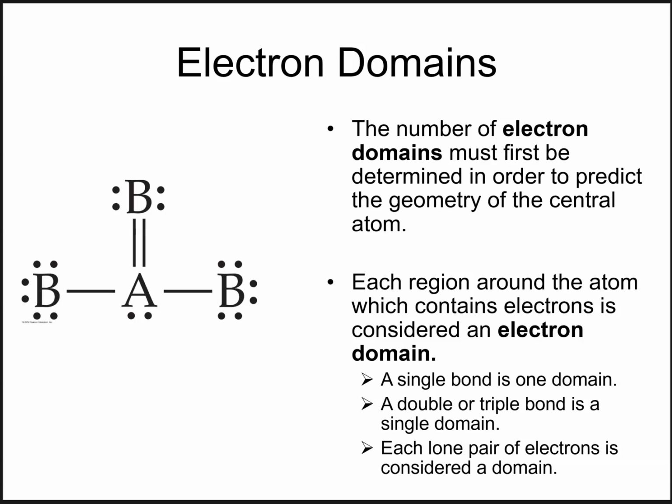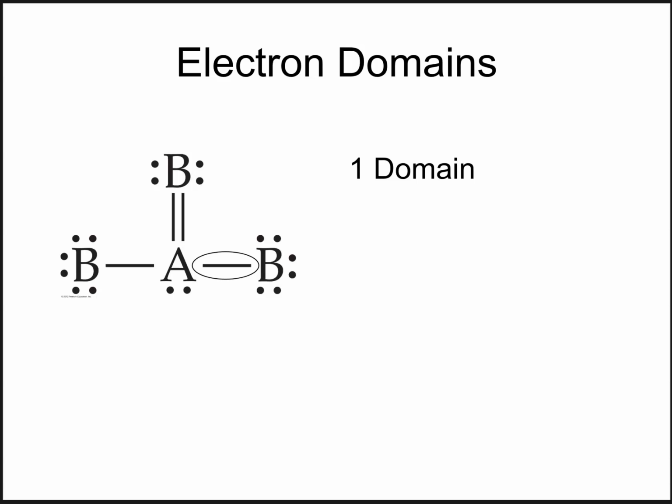Let's take a look in a little more depth here. So in this molecule AB3, we have one domain for the single bond. We have a second domain from a single bond. We have a third domain from the double bond. And we have a fourth domain on the lone pair. So we've got 4 domains in this molecule AB3.